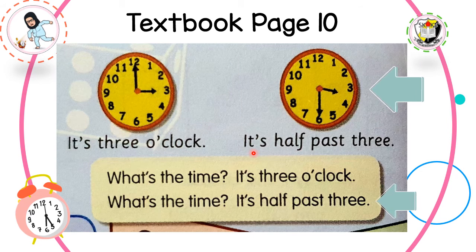Let's look back at the note. Look on the right side of the note. I want you to focus on the phrase half past. Half past. The short hand is between 3 and 4. The long hand is on 6. Yes, it's 3:30. When you ask the question, what's the time? It's 3:30.